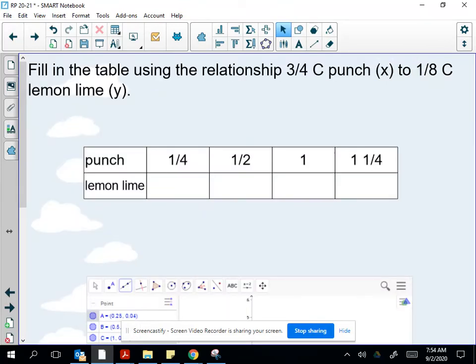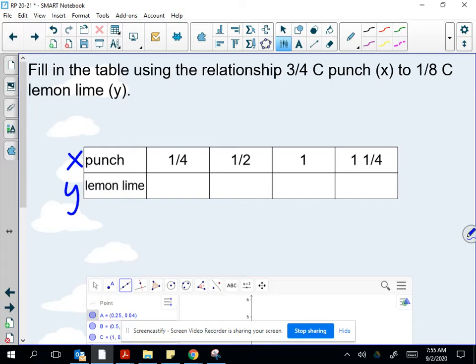All right, so today we're going to continue working with the constant of proportionality. We're using tables and graphs to find the constant, and we're going to connect the constant to the unit rate. So here's our problem for our example today. You're going to fill in the table using the relationship 3/4 cups punch, which is our X value, to 1/8 cups lemon lime, which is our Y value.